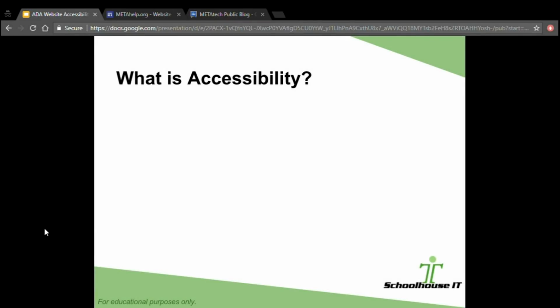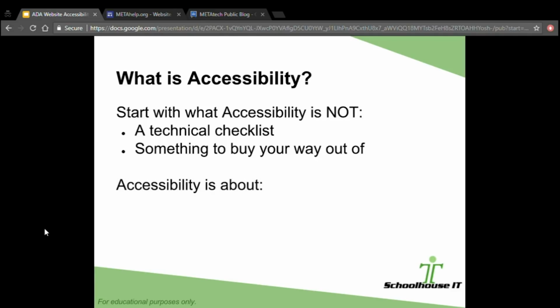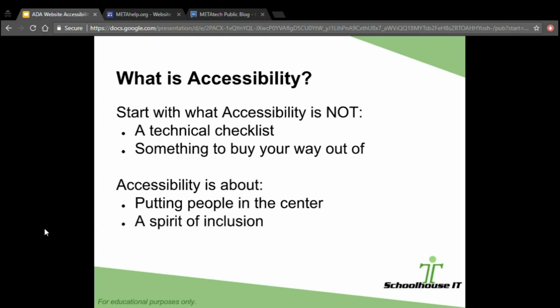So, what is website accessibility? Well, let's start with what it is not. It is not a technical checklist or something to buy your way out of. Accessibility is fundamentally about generating and providing content with inclusion in mind. As we build and provide content, we should be thinking about how different people will be able to perceive that content. We should choose to provide the content in an inclusive way that does not prohibit or frustrate anyone's ability to perceive it. And remember, this is our responsibility, not our burden.